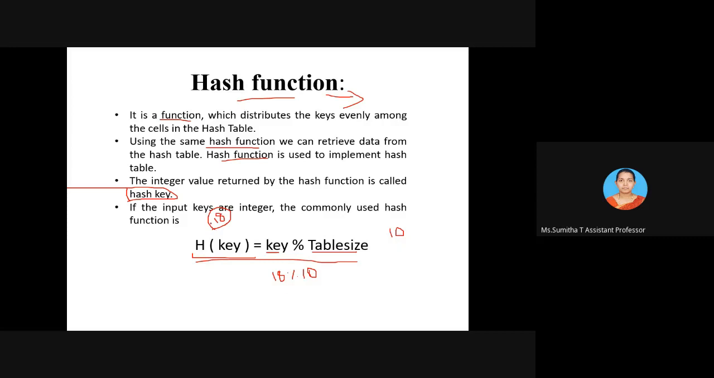So I can insert the element 18 into the 8th position. My table size is 10, so I can insert the element from 0 to 9th position. Here we have to find the hash key for the particular element. The hash key for that element is 8, so I can insert the element 18 into position 8, index 8.